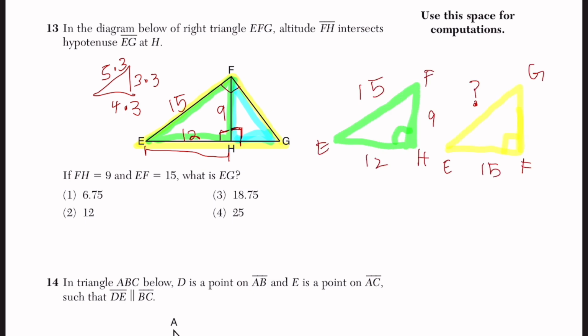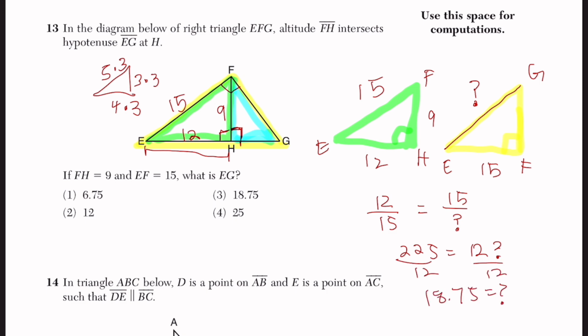Okay, so we need to find EG, right? So all we need to do is just set up a proportion since these 2 are similar triangles. So 12 over 15 is equal to 15 over question mark. And all we have to do is just cross multiply and solve for the question mark. Okay, so the question mark is equal to 18.75. So that means that EG is going to be 18.75.